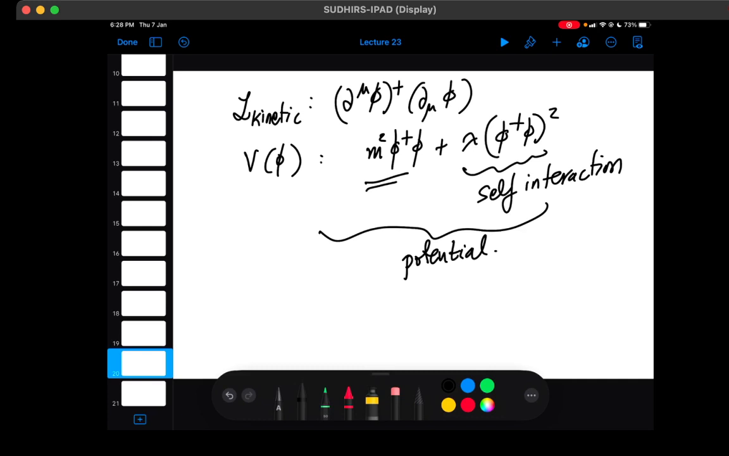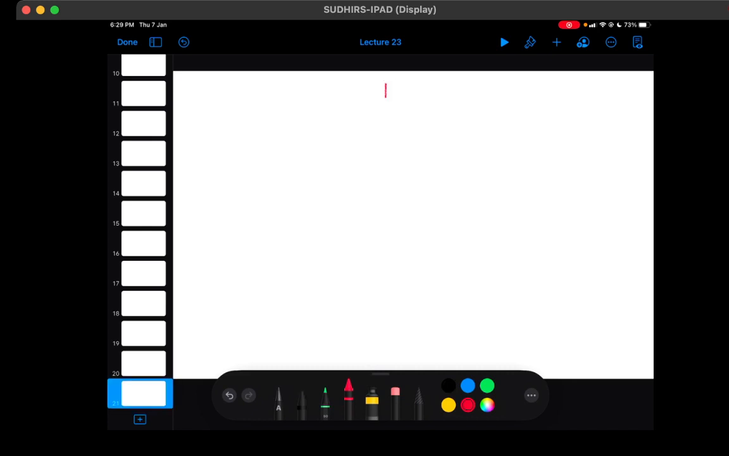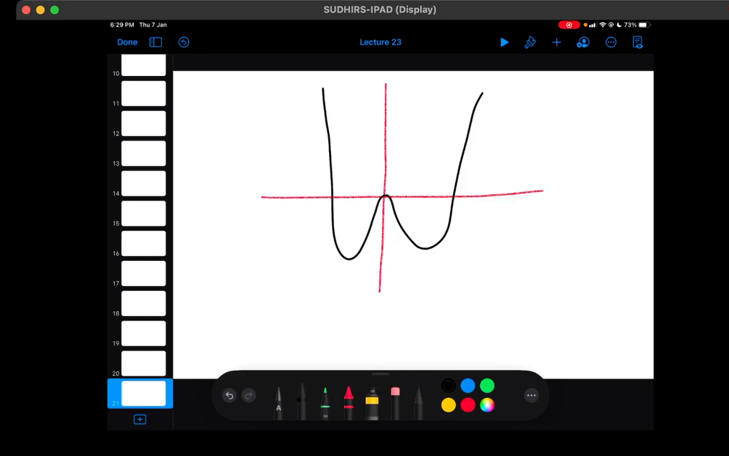So the potential, if you plot this potential, would look like, so maybe just draw this axis in a better fashion. So it would look like something like this. And this is some Mexican hat sort of thing, which has a technical name which I leave here to understand.